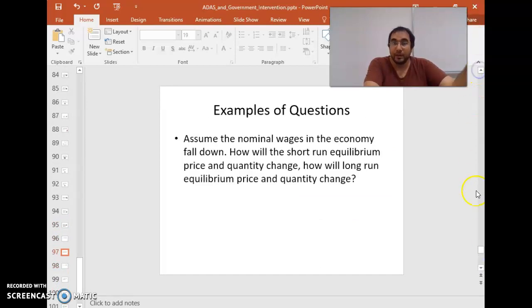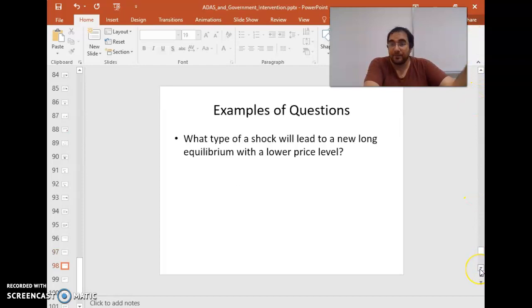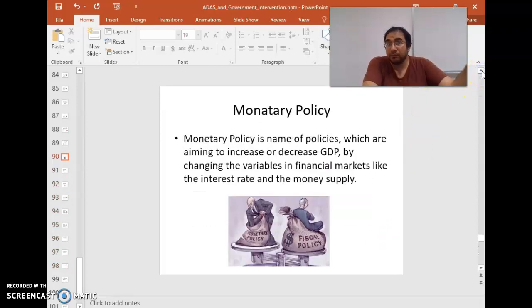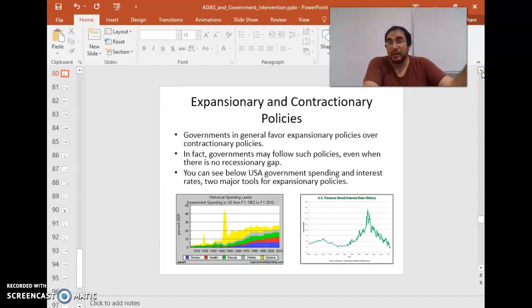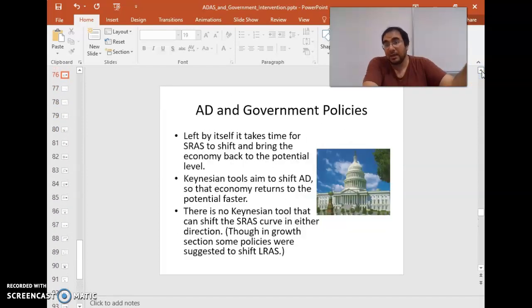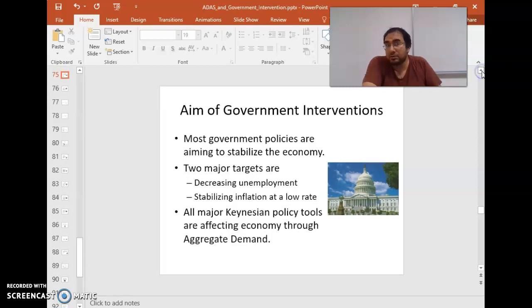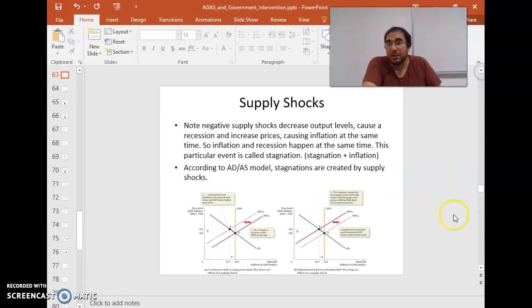So, what type of shock will lead to a new long-run equilibrium point with a lower price level? You will always return to the old output level. If you have a supply shock, you will always return back to the old level. So it should be a demand shock. Which demand shock?